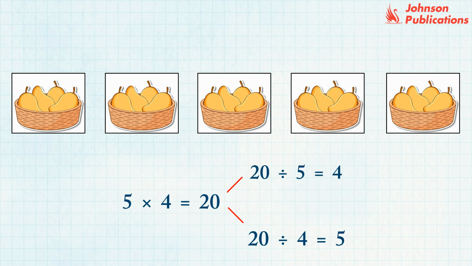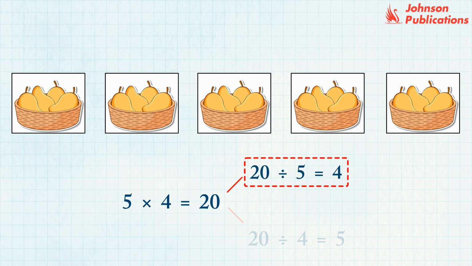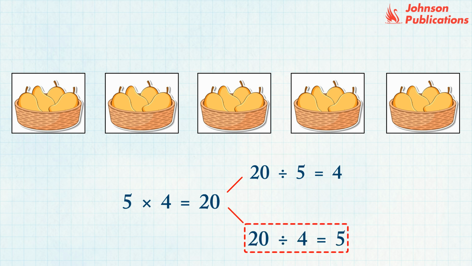For each multiplication sentence, there are 2 division sentences. This means, if the multiplication statement is 5 multiplied by 4 is equal to 20, we can make 2 division statements. These are 20 divided by 5 is equal to 4, and 20 divided by 4 is equal to 5.